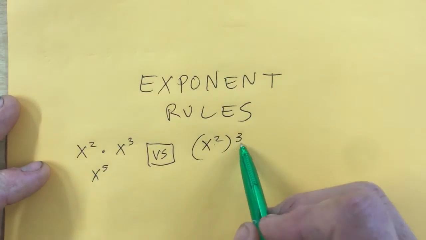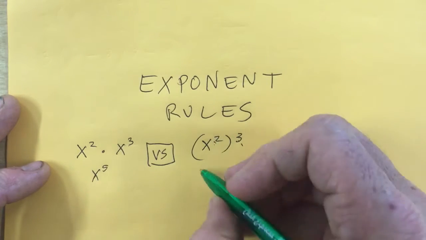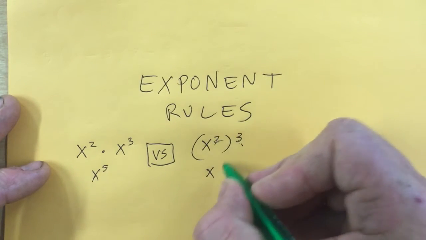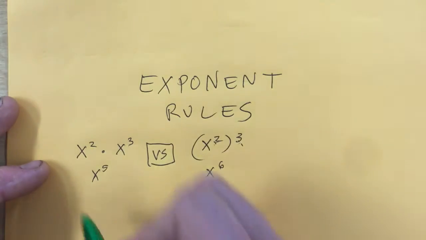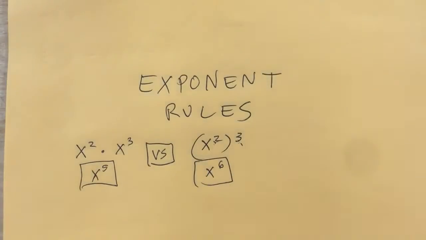Now, when I'm doing x squared to the third power, that's different than this. So that means I've got 3 of those, which means I would just multiply those. 2 times 3 is 6. This is x to the 6. So we need to make sure we understand the difference between these two rules right here, because that's a big thing.